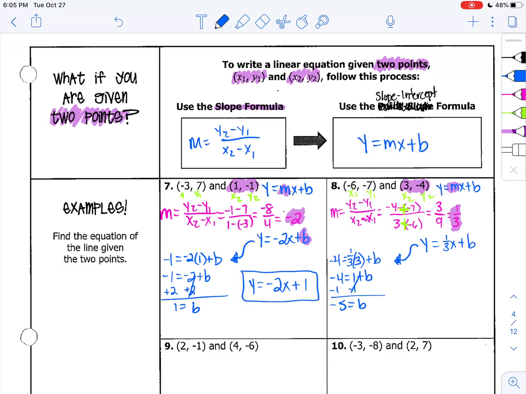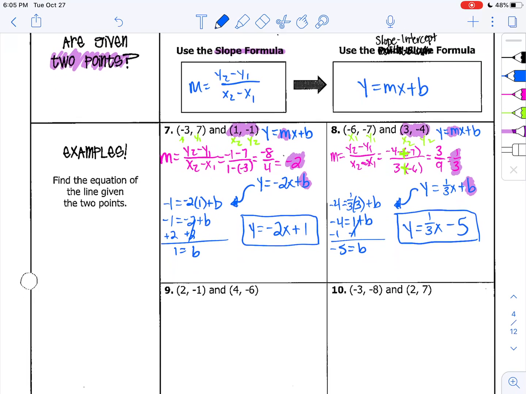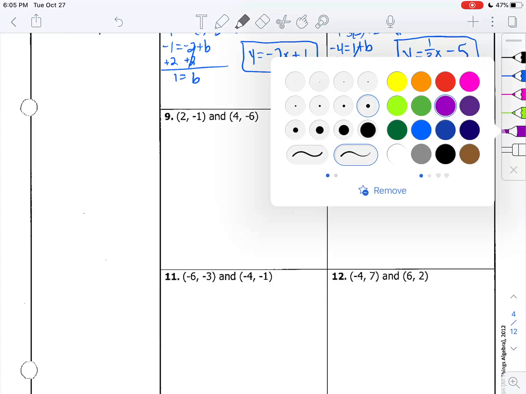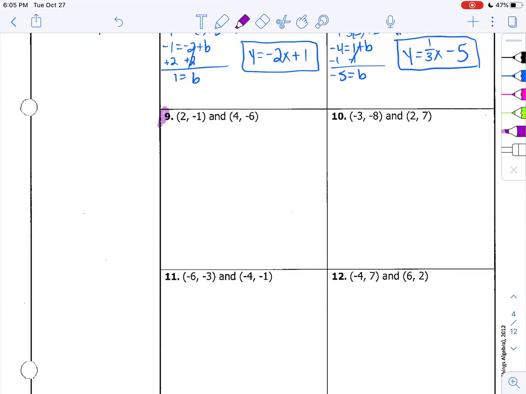Now that I know the value of b, I can replace b with that value. So the equation of my line would be y equals 1/3 x minus 5 because that b value is negative. Go ahead and highlight number 9, 10, 11, and 12.